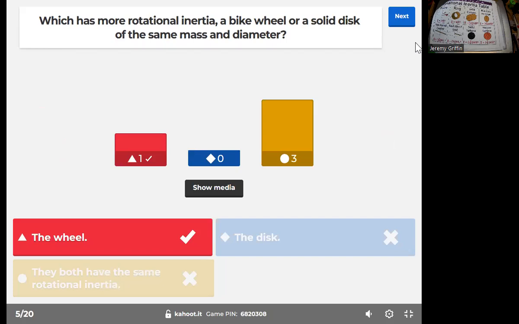Yeah, the wheel has less rotational inertia. Or sorry, more. The wheel has more rotational inertia. The disc has less rotational inertia. Right. So the ring would have more rotational inertia.